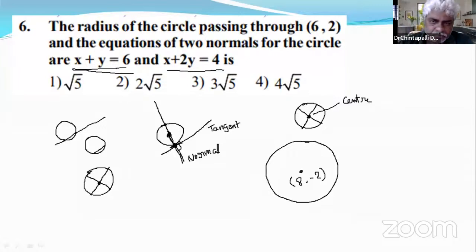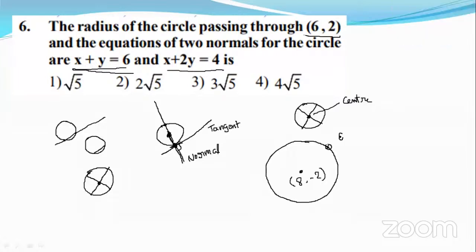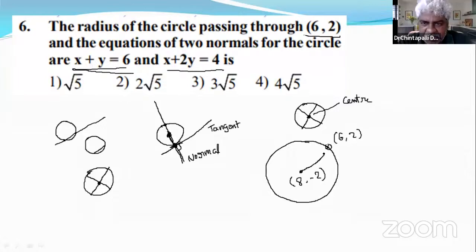Right. And how to find its radius? The circle passes through the point (6, 2). So, what's the distance? Yes, the distance between these two points is the radius r.